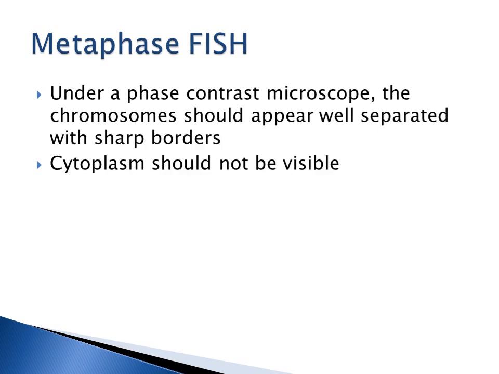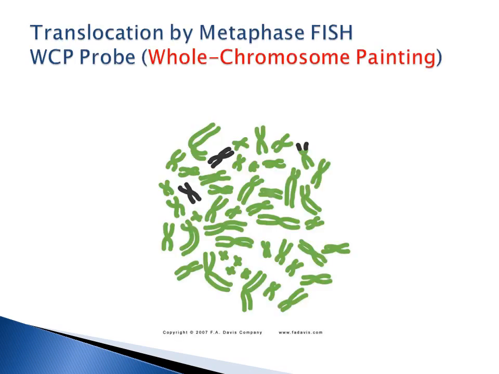In metaphase FISH, using a phase contrast microscope, your chromosomes should appear well separated and they should have sharp borders, and also the cytoplasm should not be visible. This is a schematic of what a translocation using metaphase FISH and whole chromosome painting would look like, and you can clearly see that a translocation has occurred using this method.